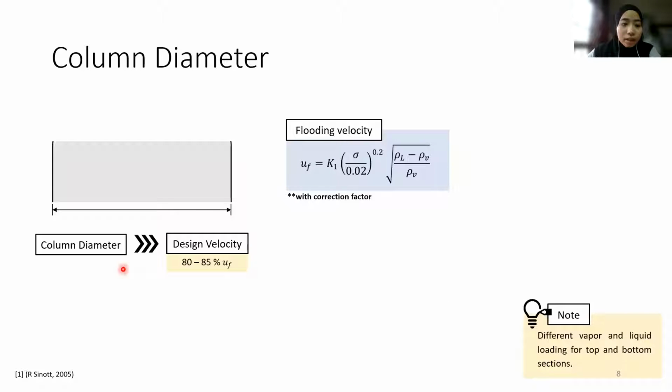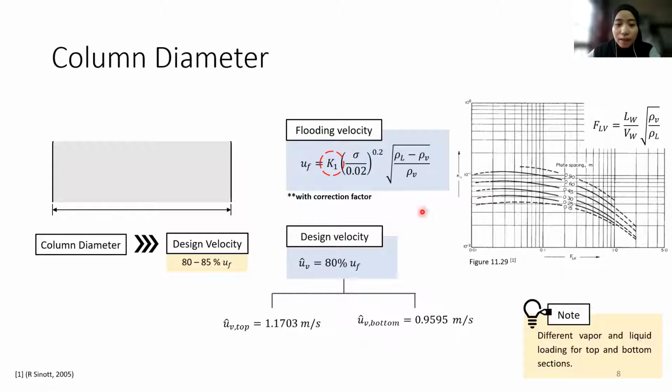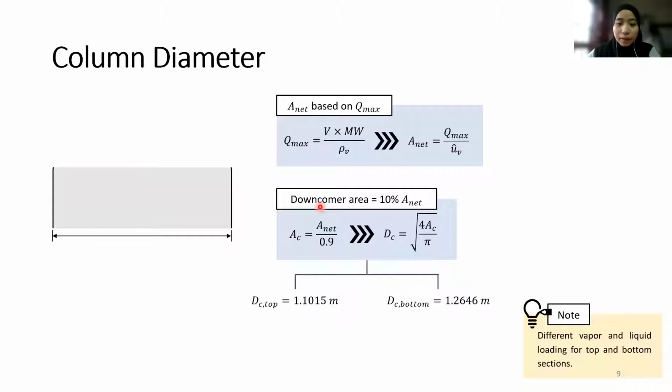For column diameter, it is typically depending on design velocity, which is typically 80 to 85% of flooding velocity, where K1 is obtained from this graph, and design velocity for top and bottom is as shown. From there, we obtain the downcomer area, and finally, the column diameter can be obtained. From there, we obtain the column diameter for bottoms because it has a higher value, and with the increment of 0.1 meters, the column diameter is 1.3 meters.